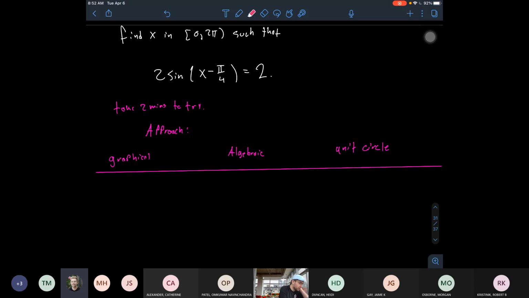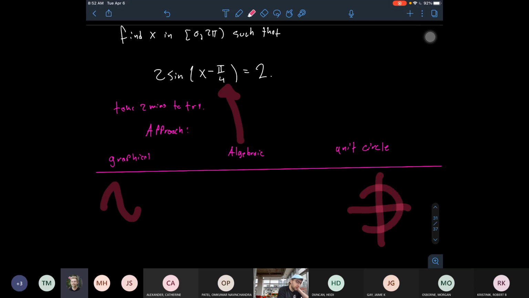Graphical, of course, would have to do with the graph of sine of x somehow. Algebraic would have to do with some manipulation of this equation. Then a unit circle approach would have to do with some kind of properties of, well, sine is the y value of a point on the unit circle.